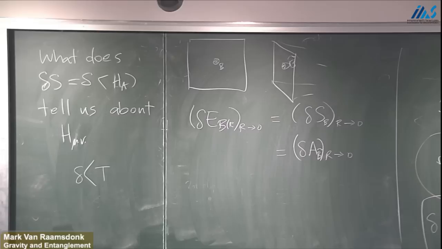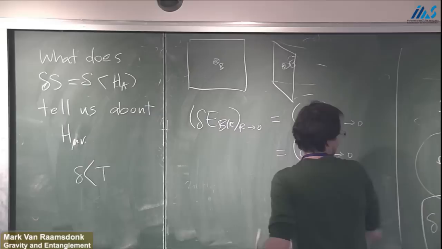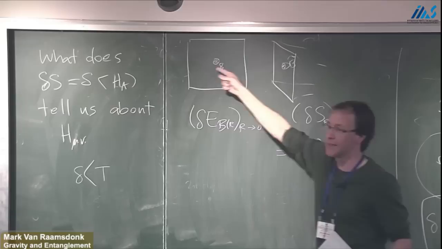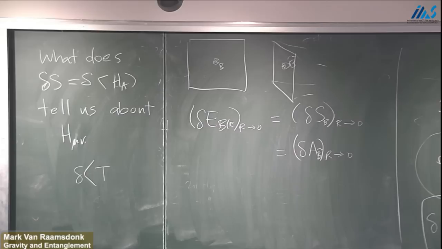If we take T, which is some function, and we integrate it against this weighting function on a ball, which gets smaller and smaller, then the answer is really only going to depend on the stress energy tensor at the point in the middle of the ball.